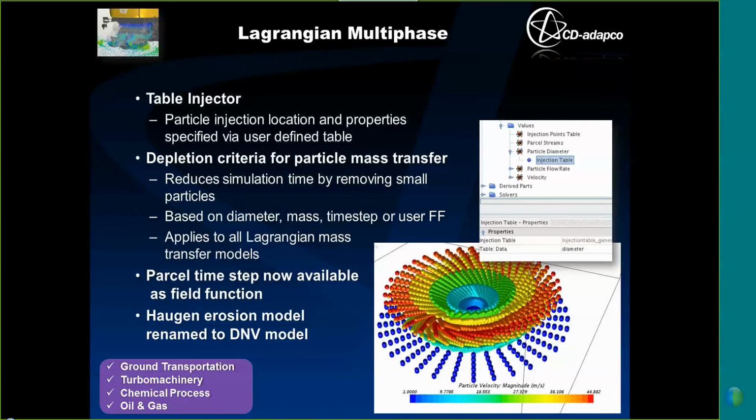On the other side of multi-phase, we can look at Lagrangian. There's now the ability to specify the Lagrangian particle injection via a table. So the picture down at right was specified particle velocity and location via a table injector.